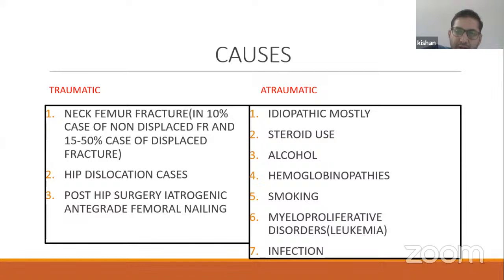Smoking is also an associated risk factor. Then myeloproliferative disorders, and infection like TB hip, which in the past was a very common cause of avascular necrosis of the femoral head. Besides these causes, there are other associated risk factors like chemotherapy and radiotherapy, which cause direct cellular toxicity of the femoral head cells. Then Gaucher's disease and other atypical risk factors are also present. But in our practice, we routinely see that these are the common risk factors associated with the avascular necrosis of the femoral head.